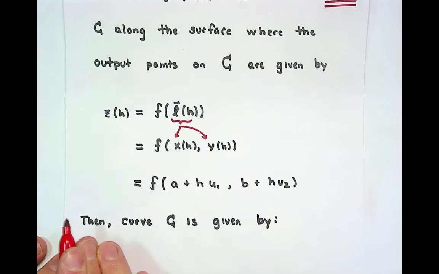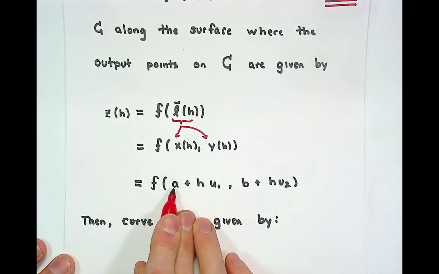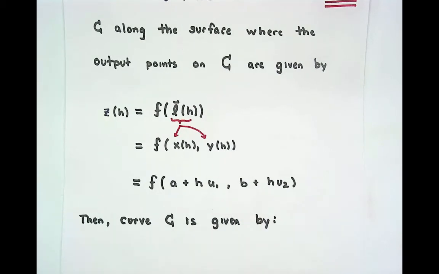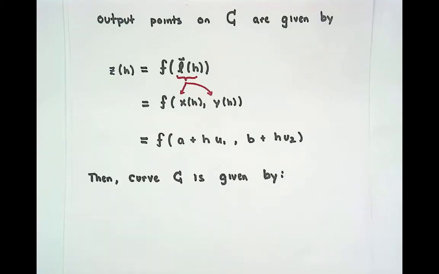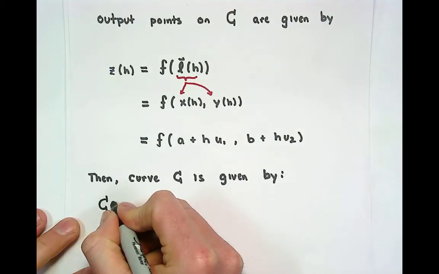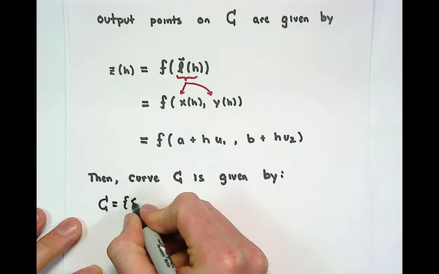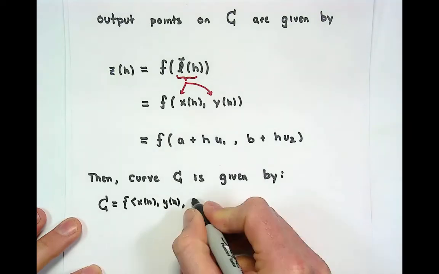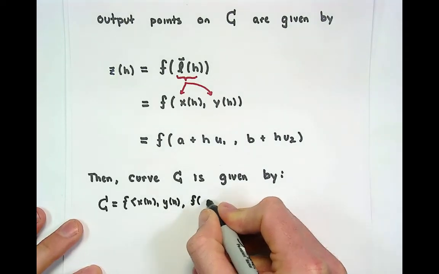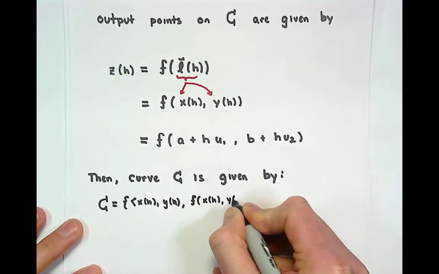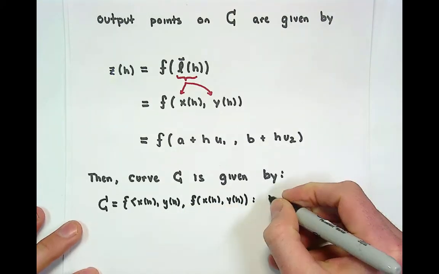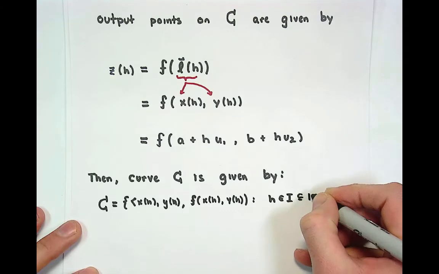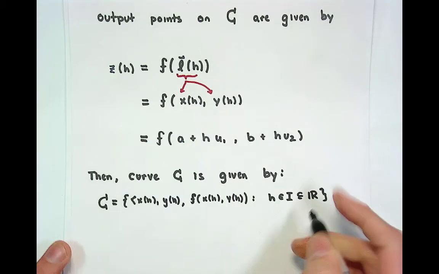And then again, we saw on the last page of this video that x of h was given by this linear equation and y of h was given by this linear equation. And then what's really cool about this is when we think about what the curve is going to be: the set of all output points where the input is limited to x of h, y of h, and then the output is given by f of x of h, y of h. And then the only thing is that we let our parameter be in some interval around the point A, B.